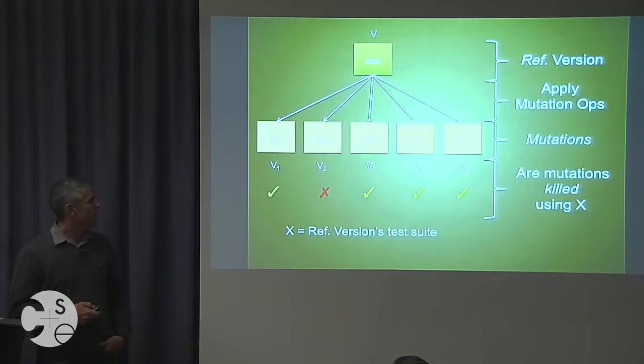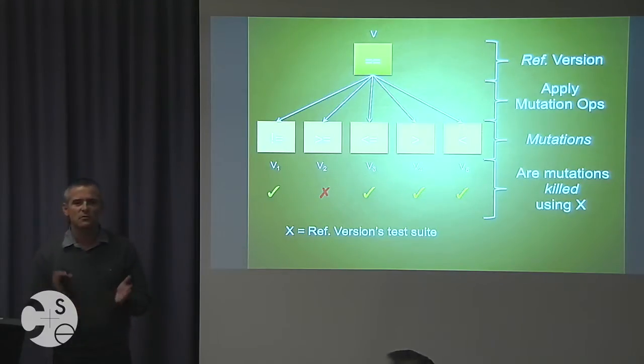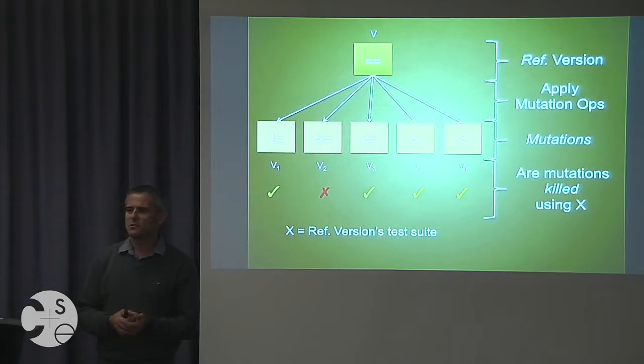So what is X typically? In the original work, X is the reference version's test suite. So the intuition behind mutation testing is pretty good. What you have is you have your original program, and you have your test suite. And what you really want to know is how good is this test suite. So what do you do? You take your original program and you break it on purpose. If you break it on purpose, then in theory, your test suite should at least find out that you broke it, right? So that's the whole idea behind mutations.